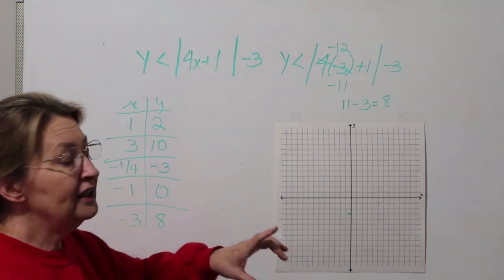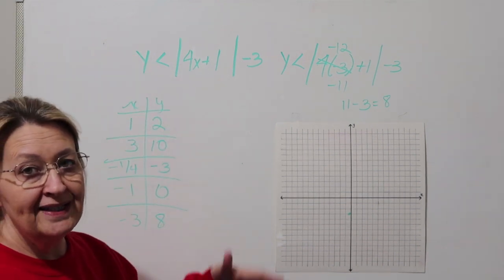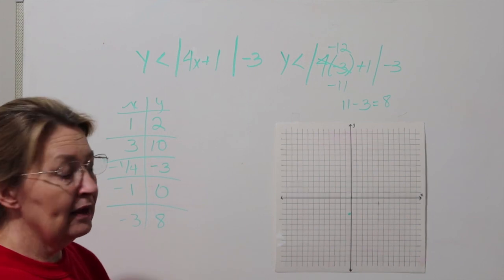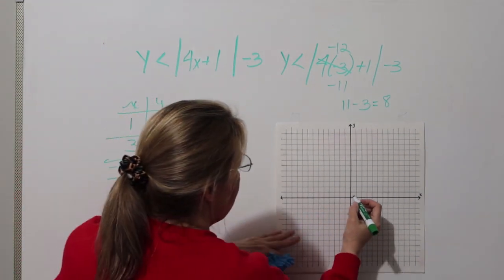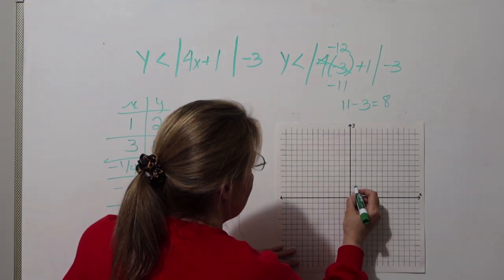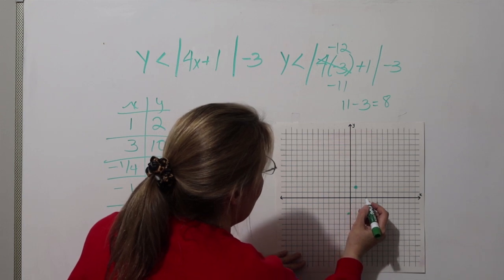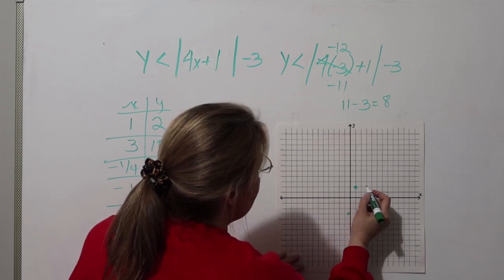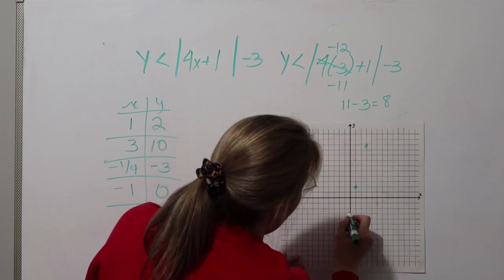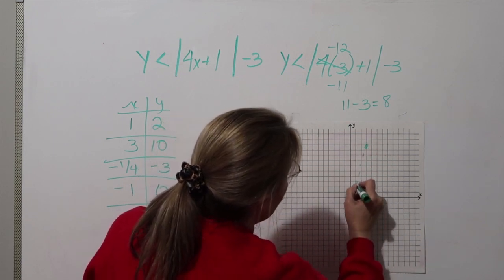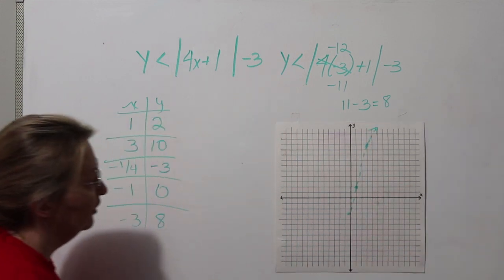Now we do need to pay attention. Since this is a less than, we are going to use a dashed line, not a solid line. So let's graph our points first. We've got 1, 2. So I'm going to go over 1, up 2. Then we've got 3, 10. So I'm going to go over 3 and up 10. 1, 2, 3, 4, 5, 6, 7, 8, 9, 10. And then I am going to make a dashed line and put my arrow on the end.